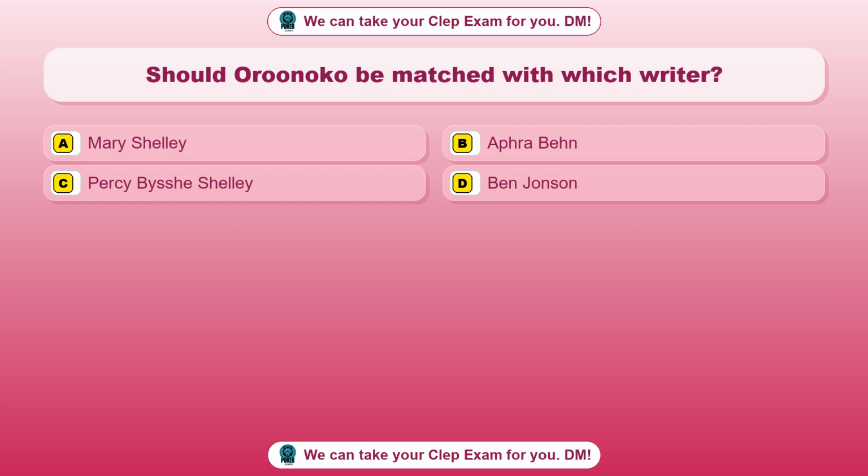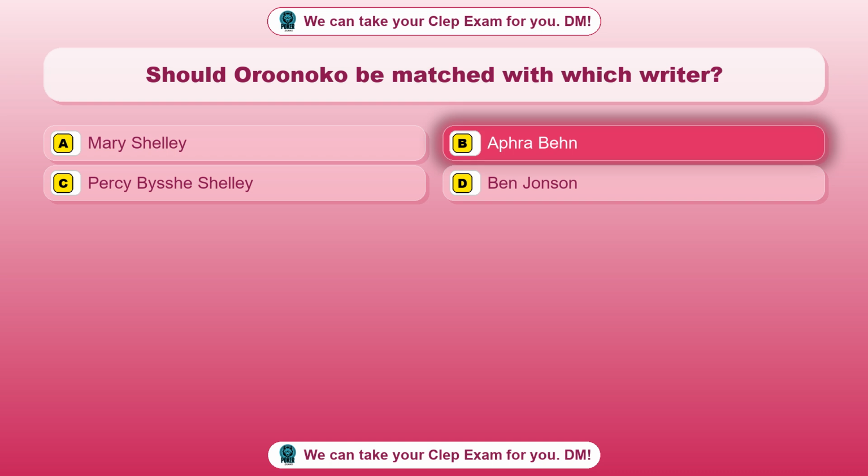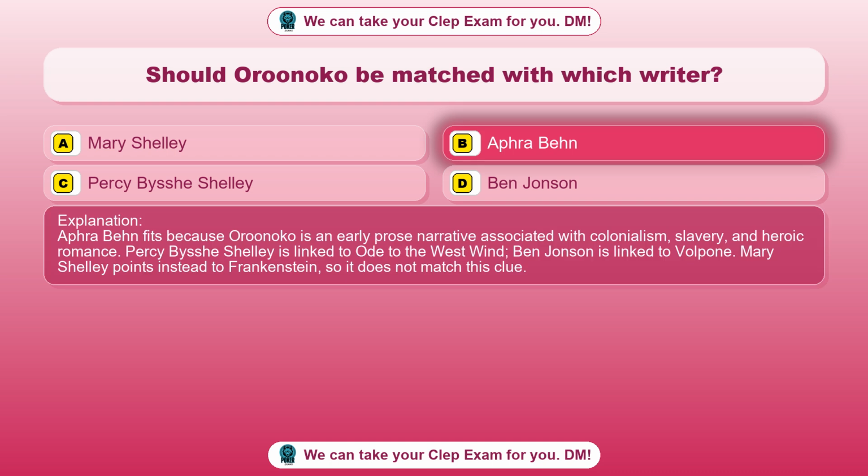Question 74. Should Orinoco be matched with which writer? Option A, Mary Shelley. Option B, Aphra Behn. Option C, Percy Bysshe Shelley. Option D, Ben Jonson. The correct answer is option B, Aphra Behn. Aphra Behn fits because Orinoco is an early prose narrative associated with colonialism, slavery and heroic romance.